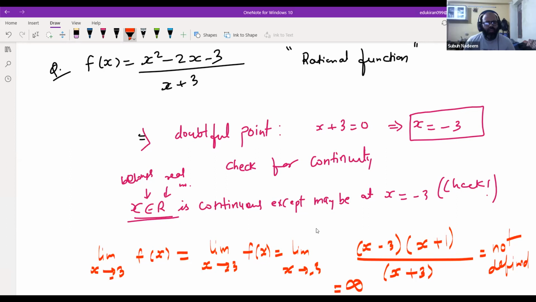So can we use the formula, the b square minus 4ac, that one? Why would you use that? Here it is not needed. Here we need factorization.